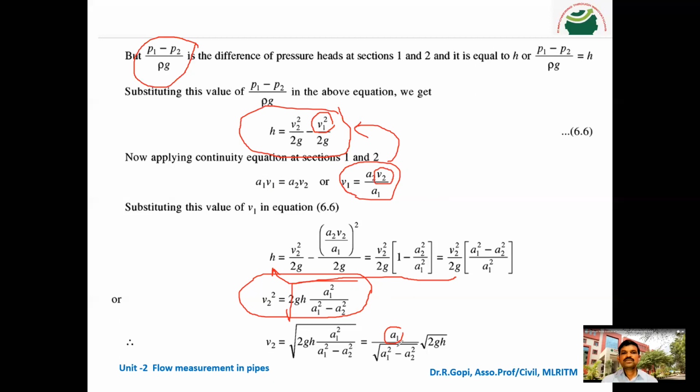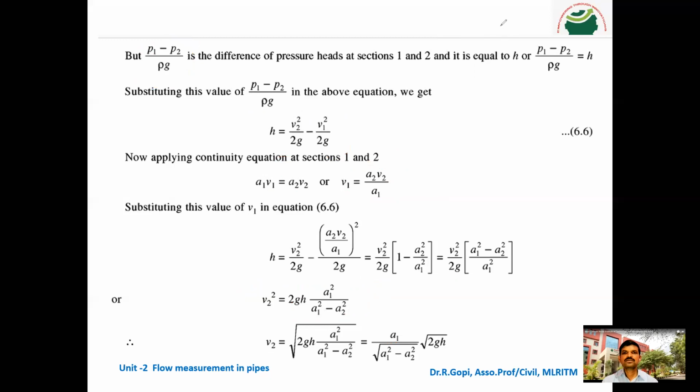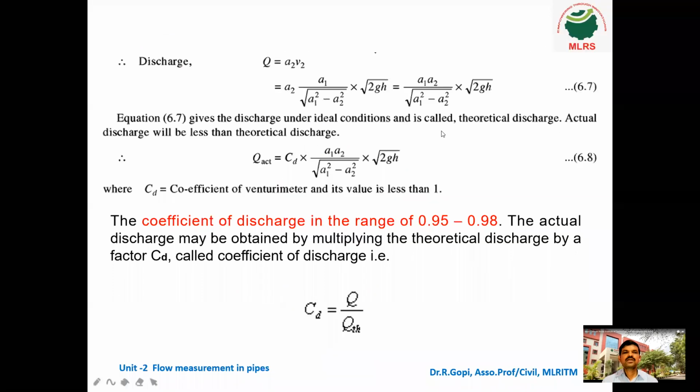Okay. So we get A1 divided by root of A1 square minus A2 square into root 2GH. Okay. So now, what is the discharge formula? Discharge formula is Q is equal to A2 into V2. So what is our ultimate aim? To find the discharge.